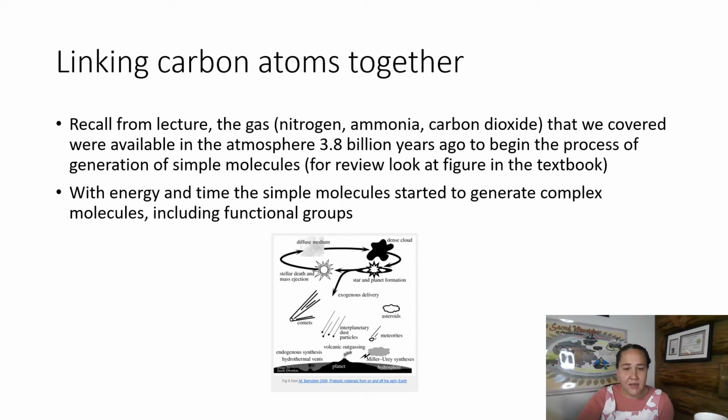Linking carbon atoms together. So these next few slides will be about functional groups. Those functional groups are carbon molecules that make up the elements of life. And if you recall from lecture, the gas in the Earth's atmosphere over 3.8 billion years ago was comprised of nitrogen, ammonia, and carbon dioxide.